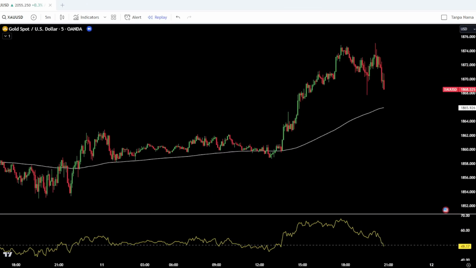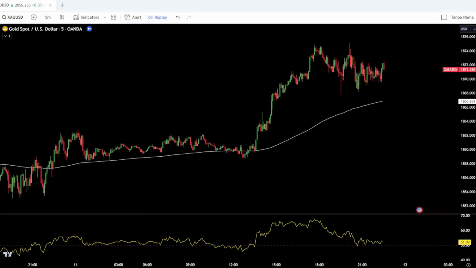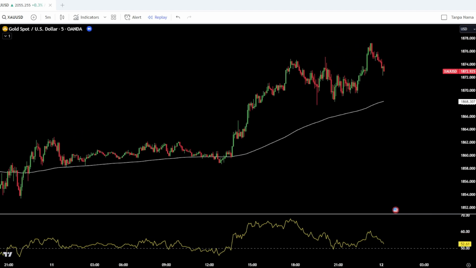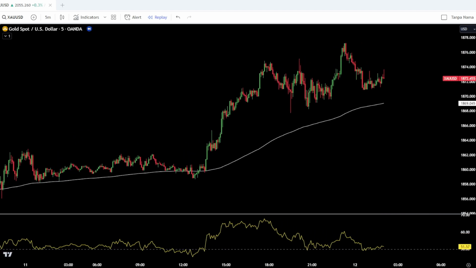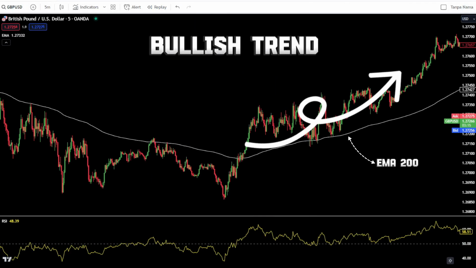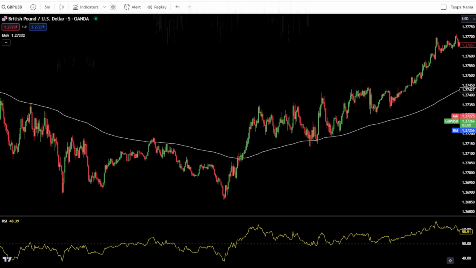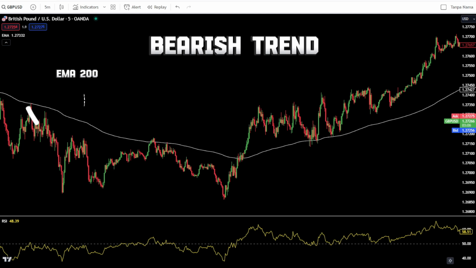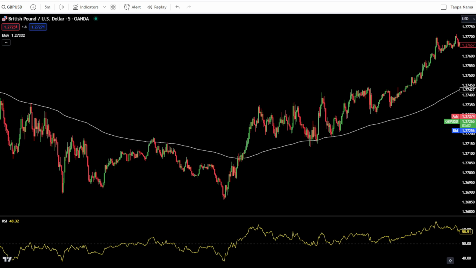This backtesting will be performed on the TradingView platform. Don't worry, even though we are providing an example in TradingView, you can apply the same method in the MetaTrader platform. If the candlestick price breaks out or is above the EMA 200 line, it indicates a bullish trend. Conversely, if the candlestick price breaks out or is below the EMA line, it indicates a bearish trend.